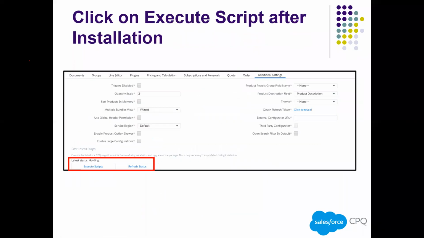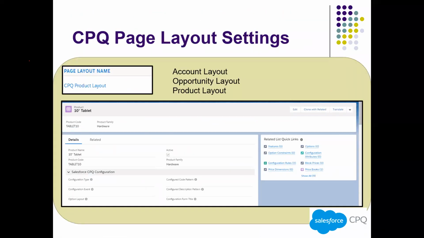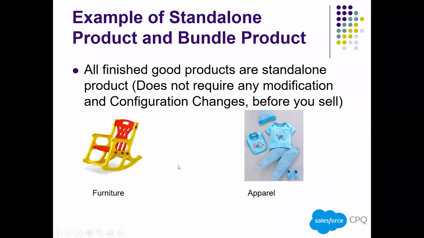Now moving to my next slide deck, what I have left. In this slide deck, I'm going to discuss what is actually the meaning of standalone product, what is actually the meaning of bundle product. As you see, I'm currently on standalone product. Standalone products are basically all finished good products. A standalone product does not require any kind of modification, configuration, or any changes before you sell to the customer. So the moment it is produced, you'll have to sell it. You'll just give the MRP price and that's it.